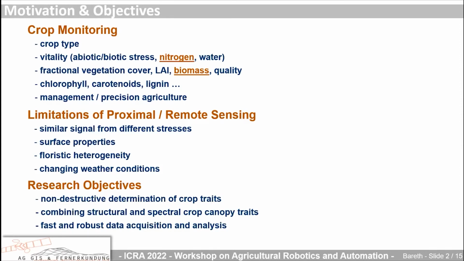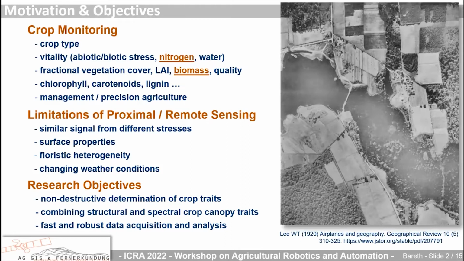So the research objectives are non-destructive determination of crop traits. We are interested in combining structural and spectral crop canopy traits, even though in this talk I may focus more on the structural part. And we also always think about how we can provide fast data acquisition and, in the best case, real-time or maybe after a few hours, data analysis for management decisions. This idea is not new.